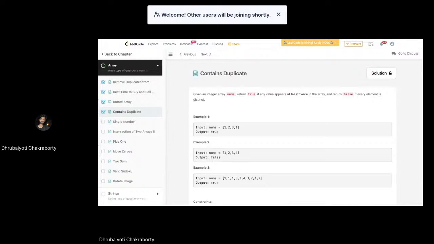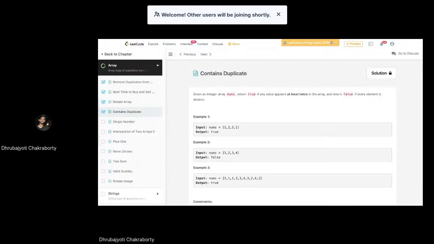So let's say if we sort this array right now, I'll have 1 1 2 3, right? So 1 1 becomes our adjacent values in the array, and they are equal, so that definitely tells me that, okay, you have a duplicate value in the array, so you can return true, right? So that's a very simple approach, right?